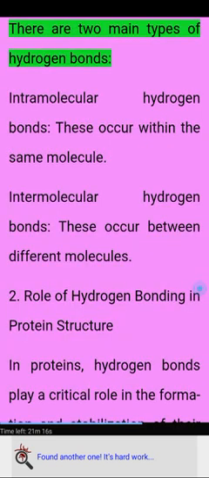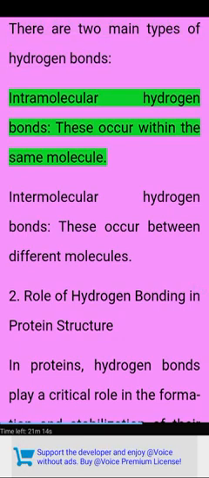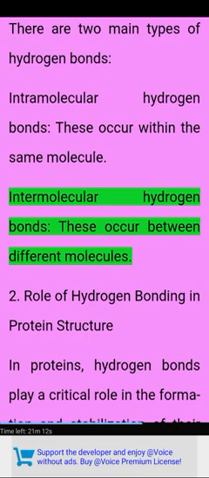There are two main types of hydrogen bonds. Intramolecular hydrogen bonds. These occur within the same molecule. Intermolecular hydrogen bonds. These occur between different molecules.